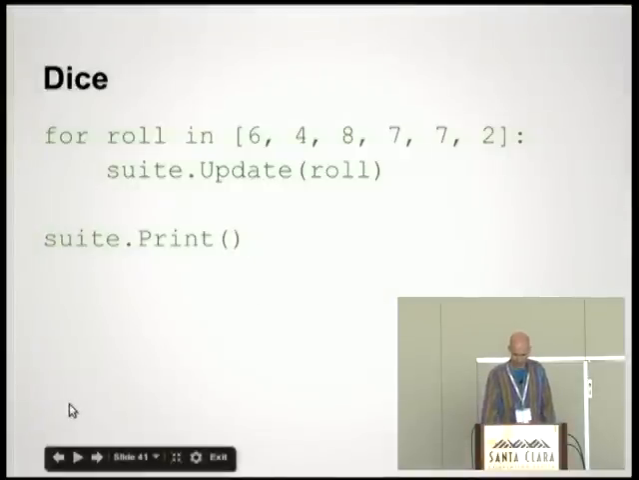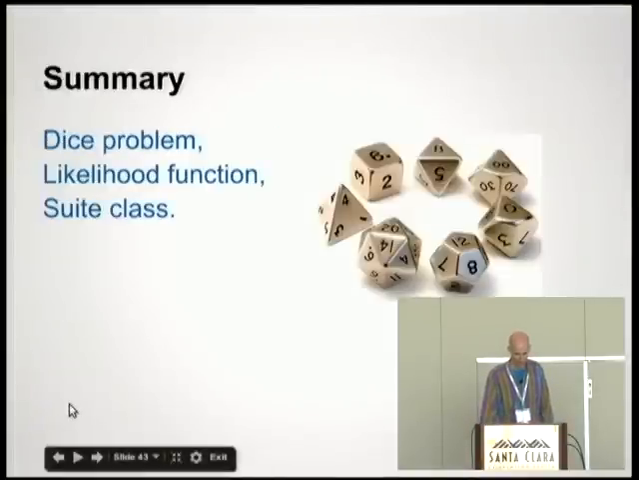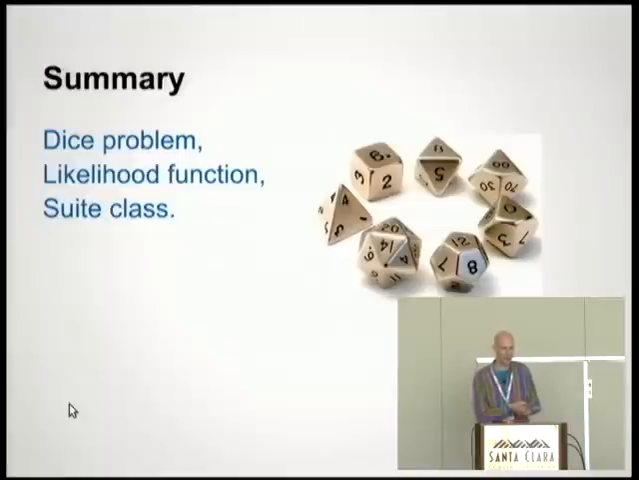Okay, so that's the dice problem. Let's see if there was anything else we wanted to do with that. Nope, let's wrap up there. So just where we are so far, we got the Suite class now. What the Suite class provides is the update function. Almost all Bayesian updates have the exact same framework, so you don't have to change the update function. All you have to do is figure out the likelihood function, and again, the good Reverend Bayes comes to your house and does the rest of the work for you.